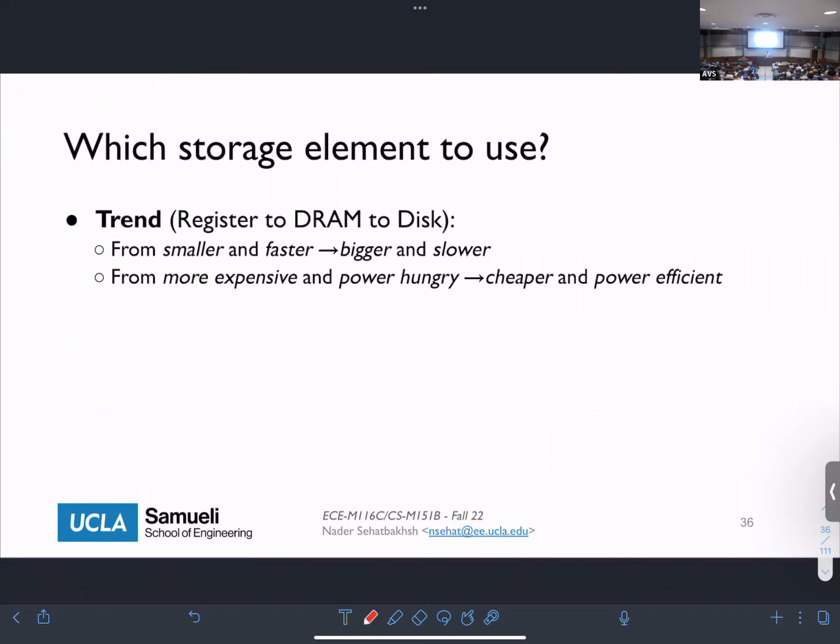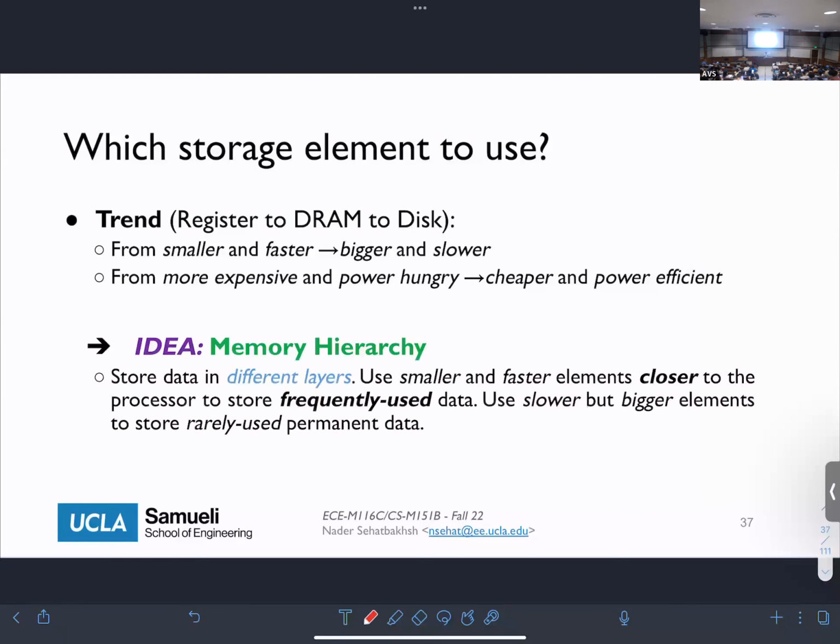Just to give you a trend from registers to DRAM to disk: we are moving from smaller and faster to bigger but slower, and from more expensive and more power hungry to cheaper and more power efficient. That's the story of starting from a register at the top all the way to the disk at the bottom. And in order to utilize all of these together, we use this thing called memory hierarchy. Instead of saying I'm only going to use registers, or only going to use disk, we use a memory hierarchy.